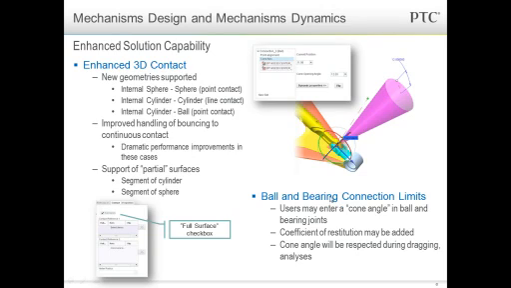Also, if you look at the bottom, it says ball and bearing connection limits. So you actually get a cone angle to tell how much a ball joint can move, which really helps in limiting the range of a ball joint. You can also add a coefficient of restitution. You can also see that when you set these limits and when you drag, it will actually follow these limit rules within the drag.